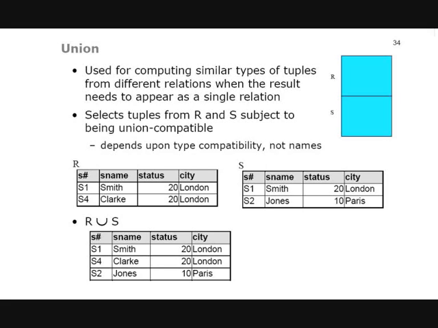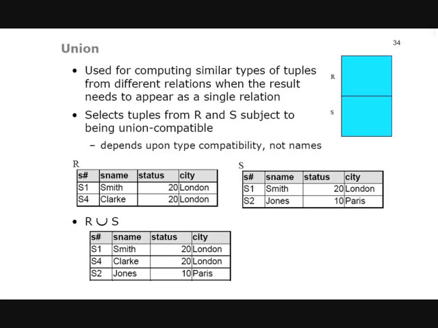So if I have something like this, I have R, with S1 Smith and S4 Clark, and S, which has S1 Smith and S2 Jones. The union of R and S is going to be every tuple that is in R and or in S. So S1 Smith 20 London is going to be there. S4 Clark 20 London is going to be there. S1 Smith 20 London does not need to be there twice because it already is. And S2 Jones 10 Paris is also going to be there. So that is going to be the union of R and S.